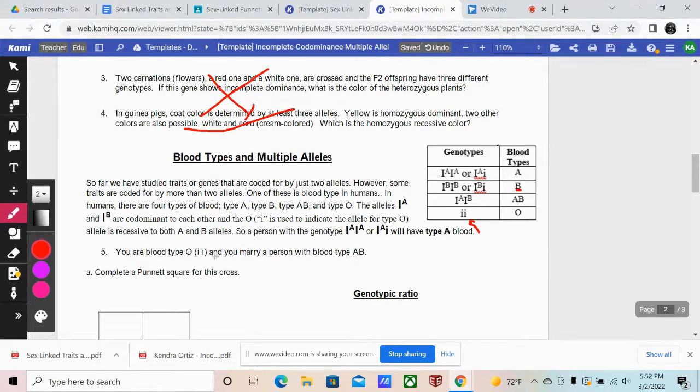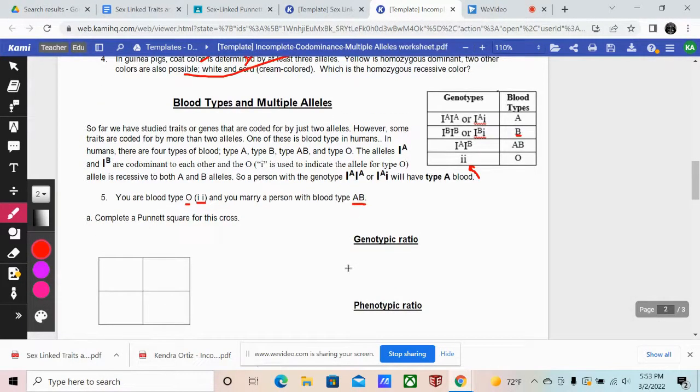All right, so here's the thing. I actually am blood type O. So here's my genotype. And let's pretend probably about 40% of you guys are also blood type O. It's the most common. You marry somebody with type AB. All right, so now you're going to do a Punnett square. So type O, here's the genotype right here, little i, little i. But remember, you're only going to give one of the little i's. And they're both the same, so they don't really matter. But we separate them. So you can give this little i or this little i. And you marry somebody with type AB.